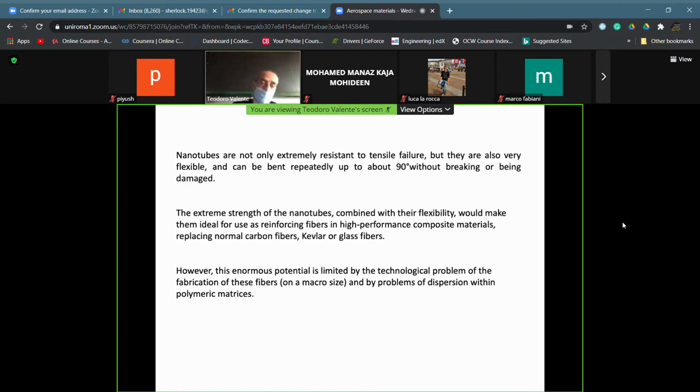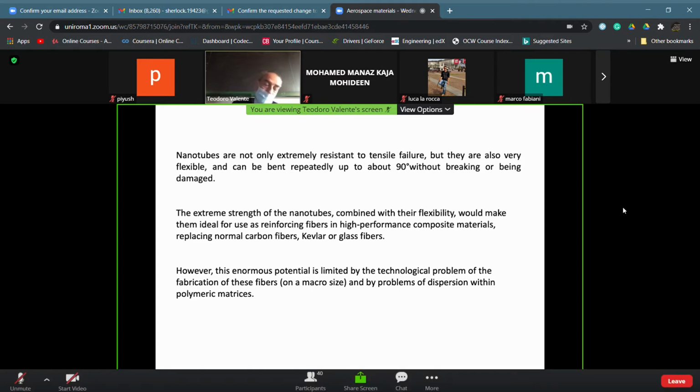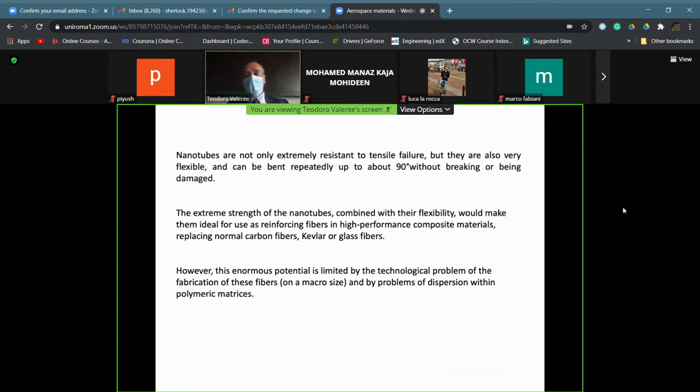And due to, as we will see, the possibility of agglomeration, this again, as we have seen for other reasons in the previous examples where we were talking not about nanotubes but essentially about nanoparticles, also in this case the percent volume which is usually added to the matrix in order to have an increase in properties is of the order of some percent, 4-5%, not more, apart from some special cases.